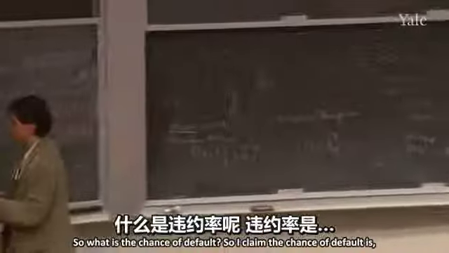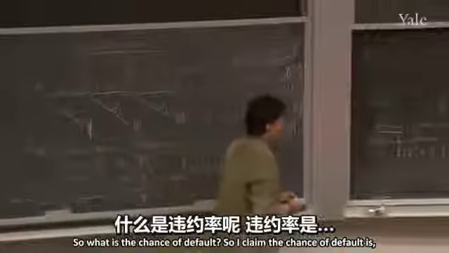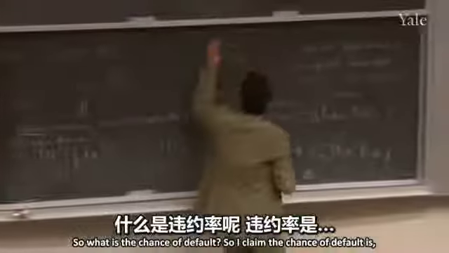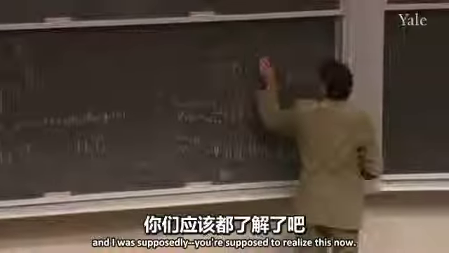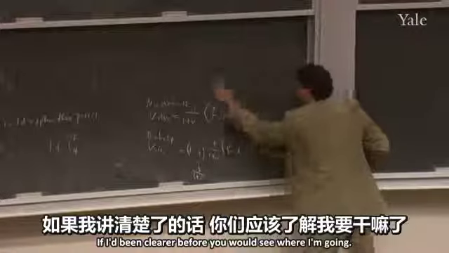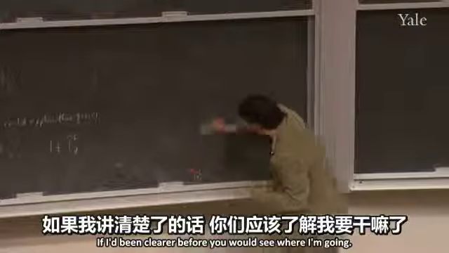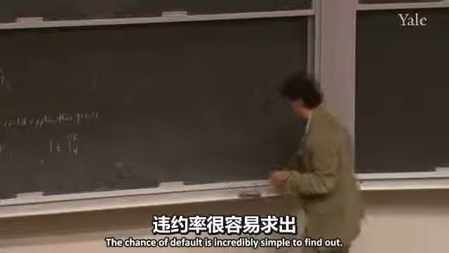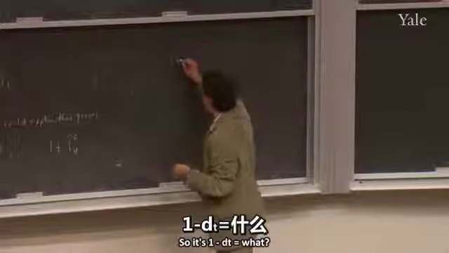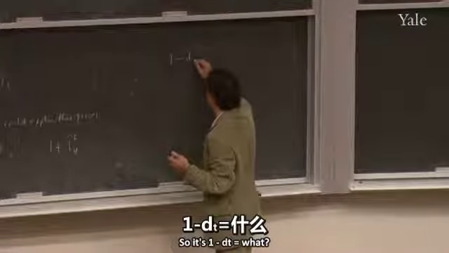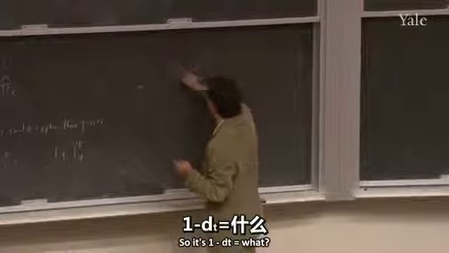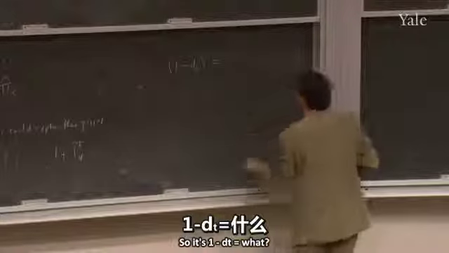So what is the chance of default? I claim the chance of default is, and you're supposed to realize this now, if I'd been clearer before, you would see where I'm going. The chance of default is incredibly simple to find out. So it's 1 minus d_t equals what?